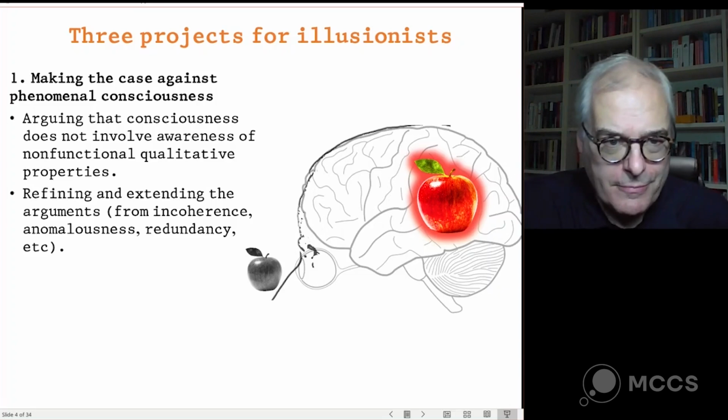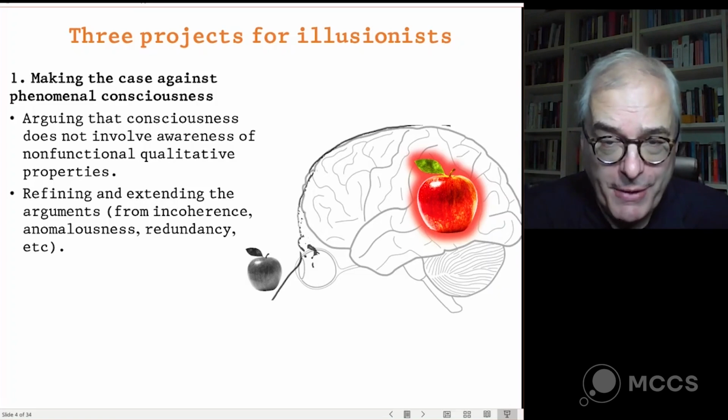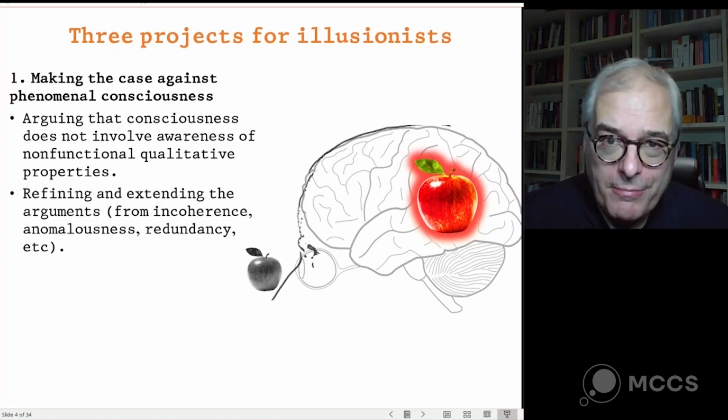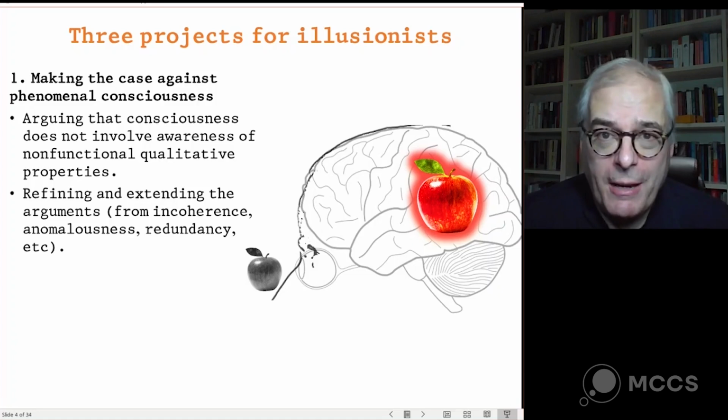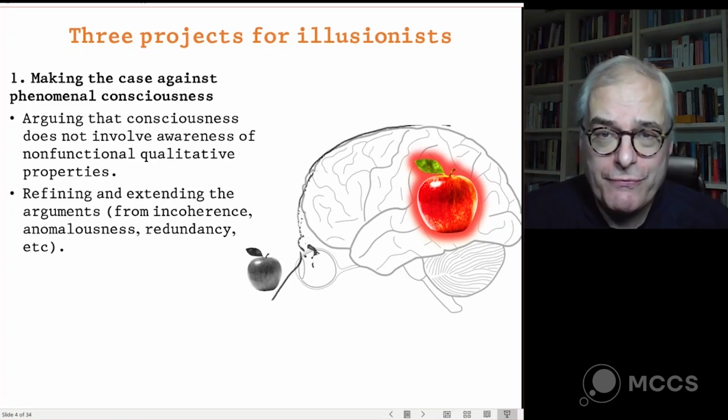and refining and extending the arguments for that view, the arguments we've looked at, the ones on incoherence, from the idea that we don't really have a coherent concept of qualia at all, the idea that Dennett argues for, that when we look at specific problem cases, we really don't know what to say about our qualia. Cases like Mr. Klapgra, you remember. And there are also arguments from anomalousness, from the fact that qualia don't seem to fit into our scientific picture of the world.